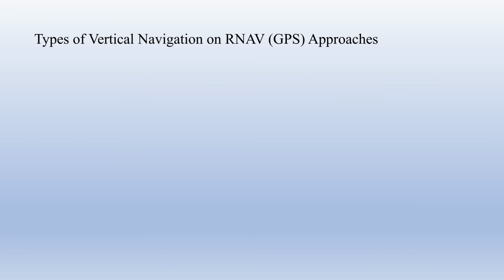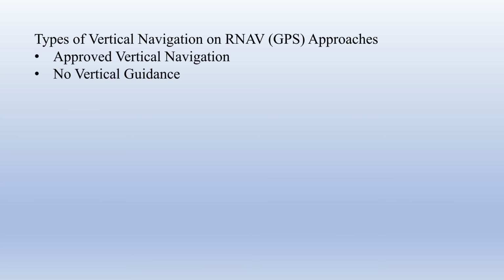Now let's look at the types of vertical navigation or vertical guidance we can utilize. There are three types of vertical navigation that you can have on an RNAV GPS approach: approved vertical navigation, no vertical guidance, and advisory vertical guidance. It's worth noting that you need an SBAS capable receiver or barometric compensated system to have any system generated vertical guidance. Receivers without these systems are not capable of generating any sort of glide path or vertical guidance for you to follow. And again, we'll talk about which receivers in Microsoft Flight Simulator are capable of this in a bit.